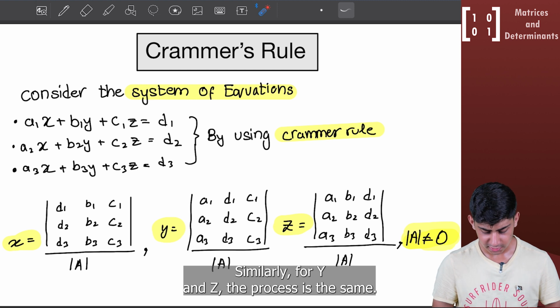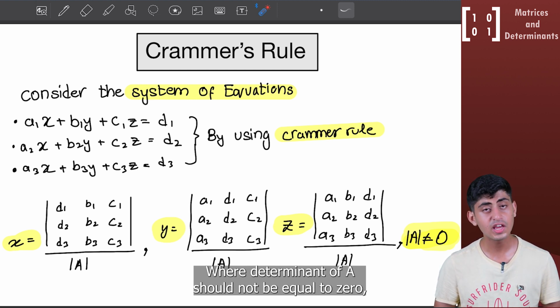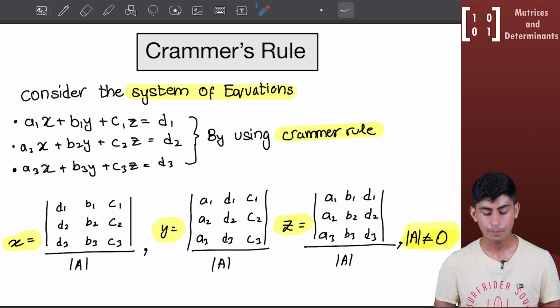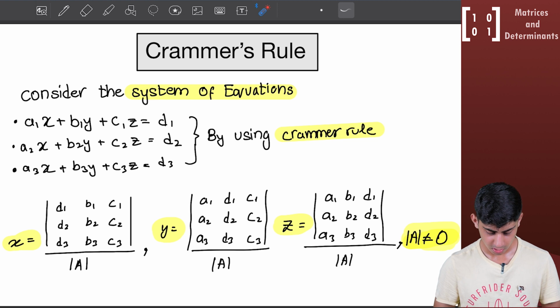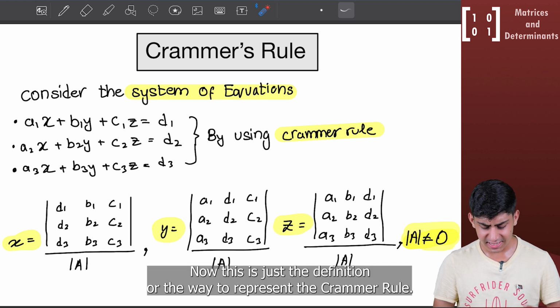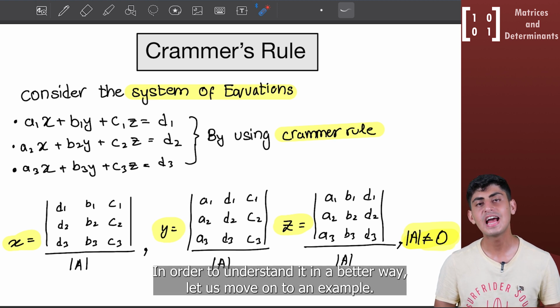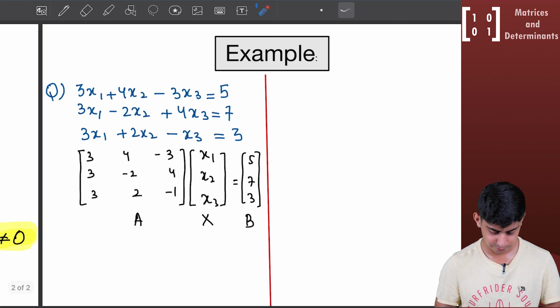Similarly, for y and z, the process is the same, where the determinant of A should not be equal to 0, where A, of course, is the matrix. Now, this is just the definition or the way to represent Cramer's rule. In order to understand it in a better way, let us move on to an example.